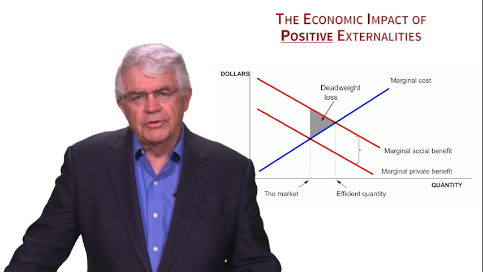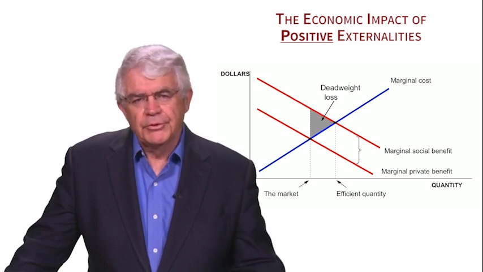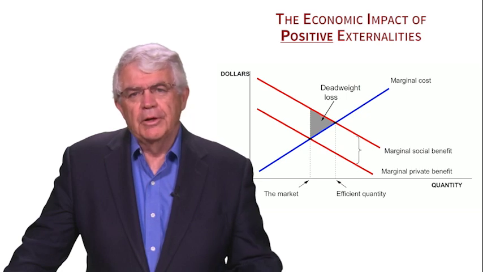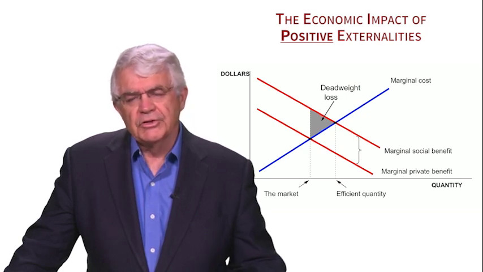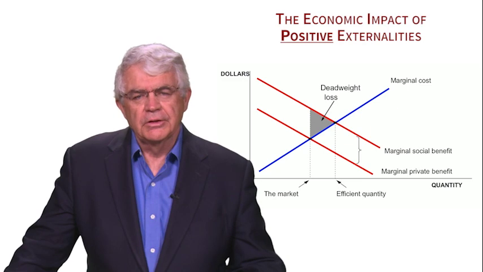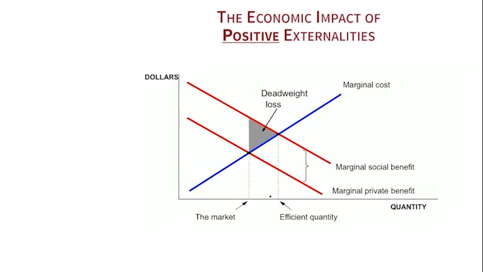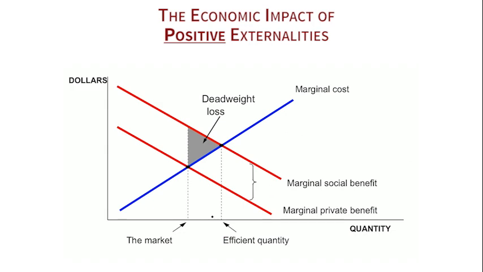The marginal private benefit curve is the benefits that people get from their education, from the training, whatever it happens to be. The marginal social benefit is the extra benefit to society that occurs because of that education of those individuals. So we can do the analysis the same way.